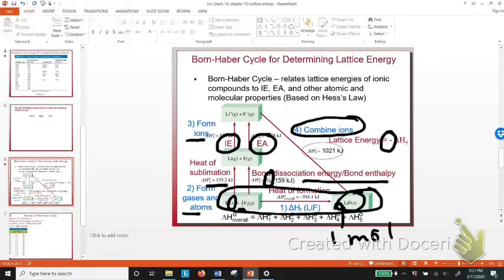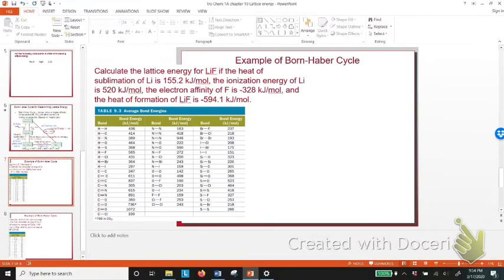So let's actually go through the problem and show how you write equations to solve a problem like this. This is how the problem would be given to you. We want to calculate the lattice energy for lithium fluoride if the heat of sublimation of lithium is 155.2 kilojoules per mole, the ionization energy of lithium is 520 kilojoules per mole, the electron affinity of fluorine is negative 328 kilojoules per mole, and the heat of formation of lithium fluoride is negative 594.1 kilojoules per mole.